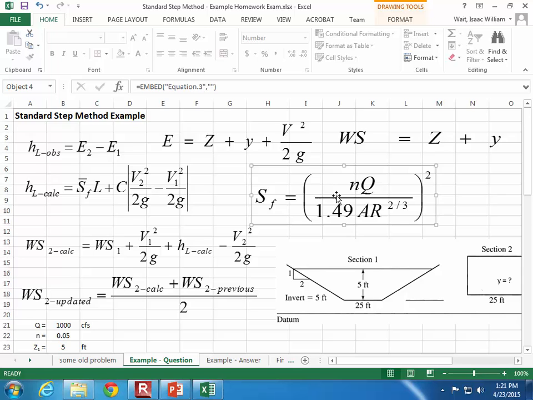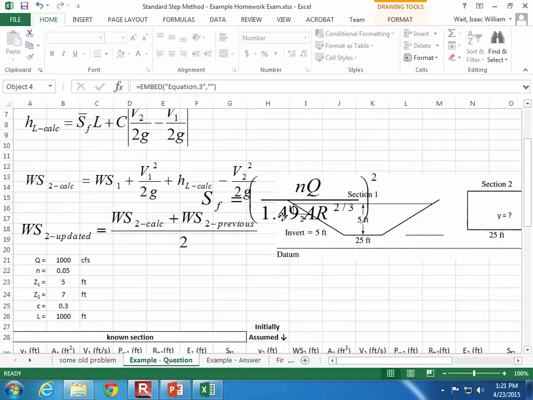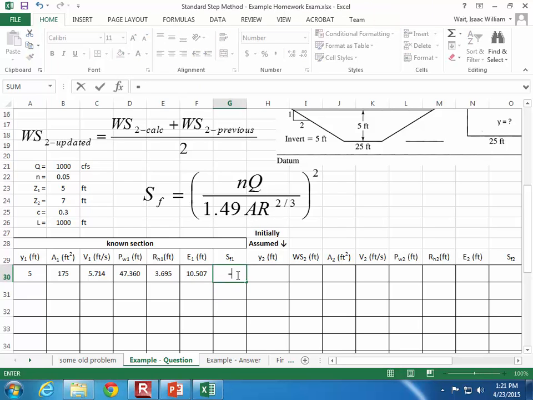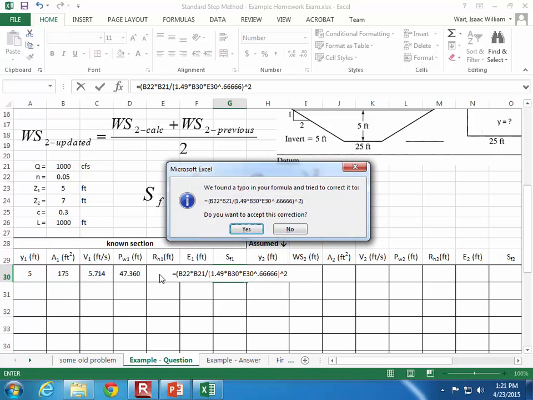I'm going to use Manning's equation for the slope of the energy grade line. Let me drag it down so I can see it as I'm typing it in. Equals n times Q divided by 1.49 times the area times the hydraulic radius to the 2/3 power. And then square it. I won't forget the square this time. Uh-oh, what did I do? Extra parentheses somewhere?